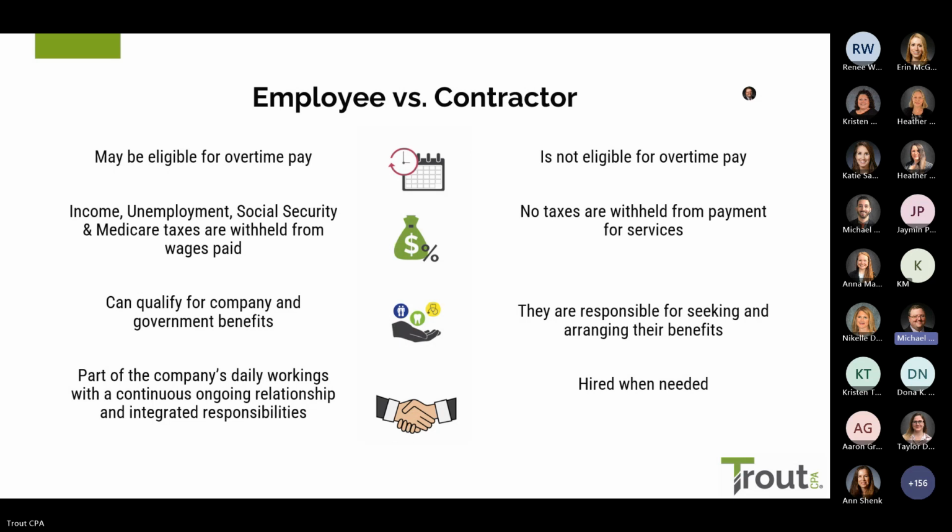An employee can qualify for company and government benefits, whereas the contractor is responsible for seeking and arranging their own benefits. An employee is part of the company's daily workings with an ongoing relationship and responsibilities, whereas a contractor is hired just when needed.